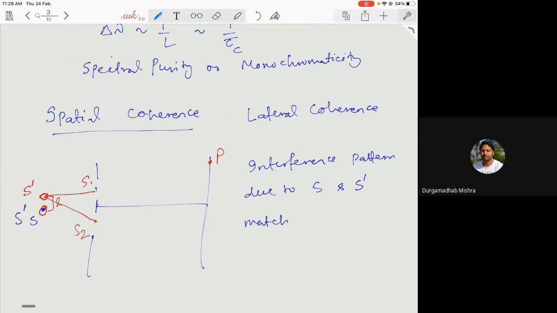So I will have a wave from S to S1 and S2. Also, I have a wave from S prime to S1 and S2, and both have to satisfy the condition for the interference fringes. But due to this shifting, there is an additional path difference that has been introduced compared to the source S. Only by shifting this source a little bit higher, I have introduced additional path difference, and that additional path difference is given by S prime S1 minus S prime S2. So this is the additional path difference I have introduced by shifting the source by a distance L.